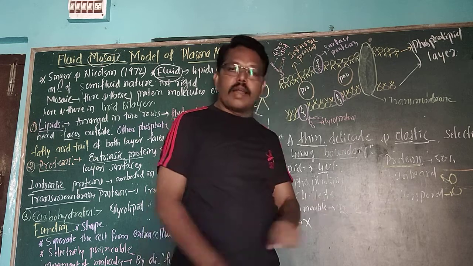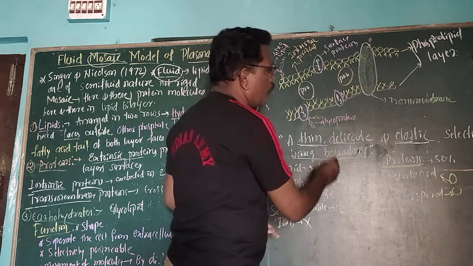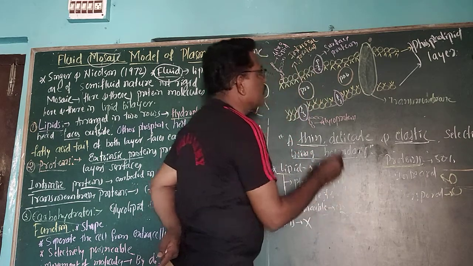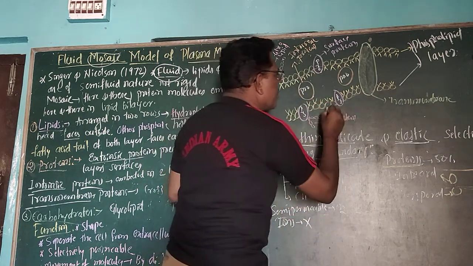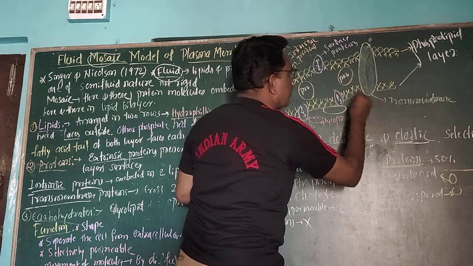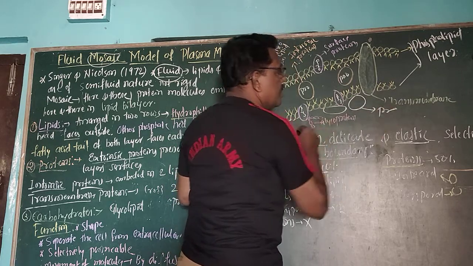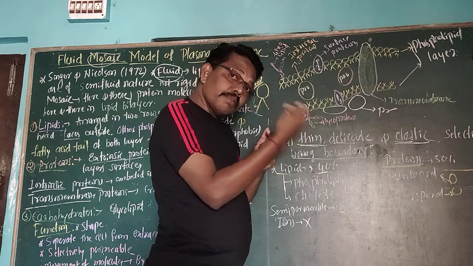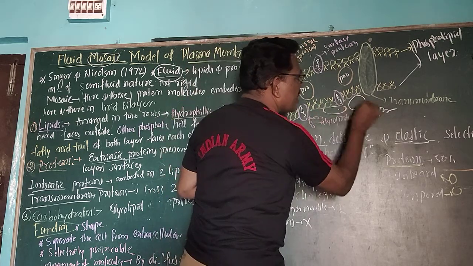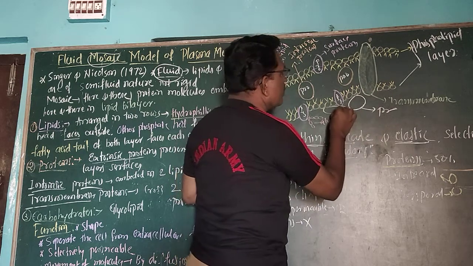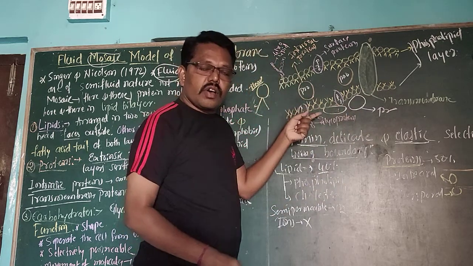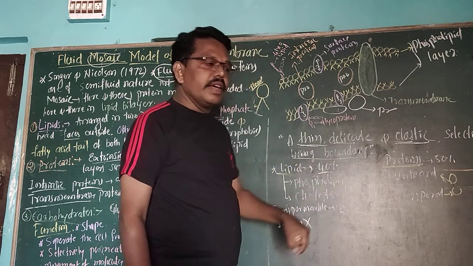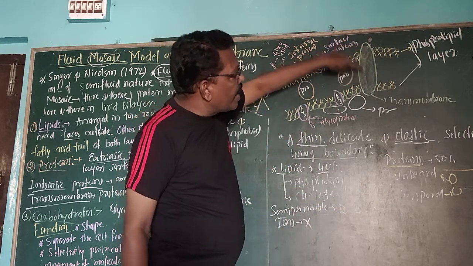Then peripheral protein means what, sir? Here you will see the intrinsic protein. Peripheral protein means some proteins are present here. I want to draw here. These proteins are present outside the plasma membrane. Such proteins which are present on the surface of the plasma membrane are called peripheral protein.